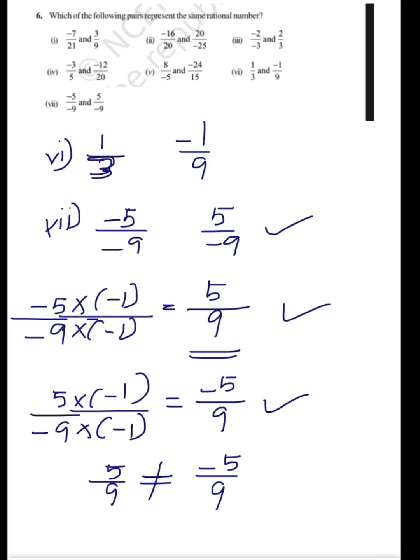That is, second, third, fourth and the fifth one represents the same rational number. Okay. So now let's see the seventh one. Our seventh question is: rewrite the following rational numbers in the simplest form. So you have to rewrite the numbers in their simplest form or standard form.